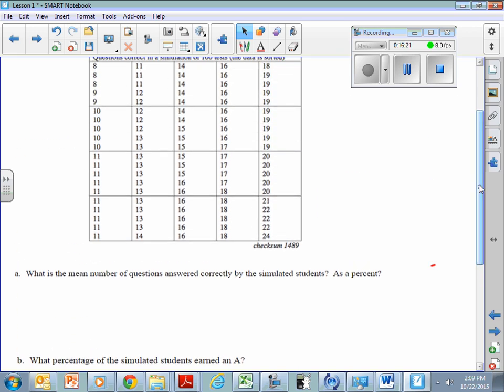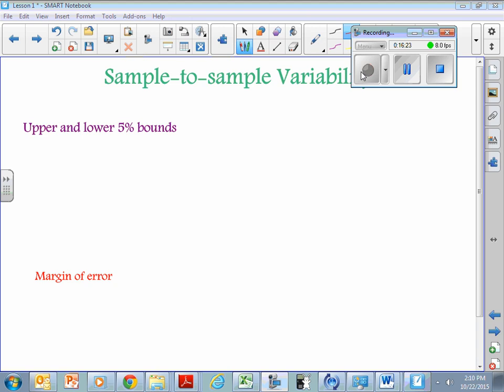So it turns out, we're on the second page, people, we skipped it, we're going to come back to it. You have the upper bound, and you have the lower bound.